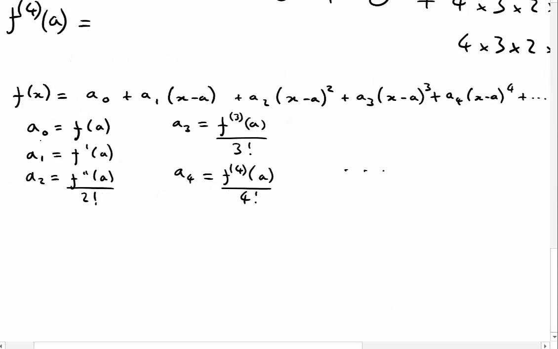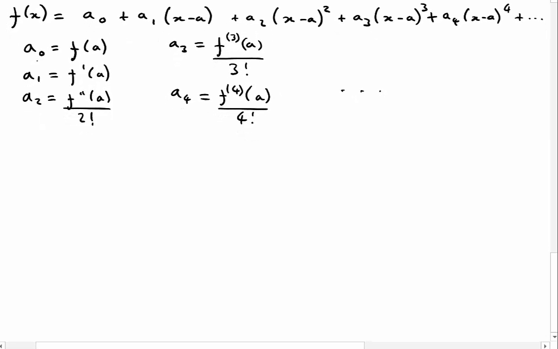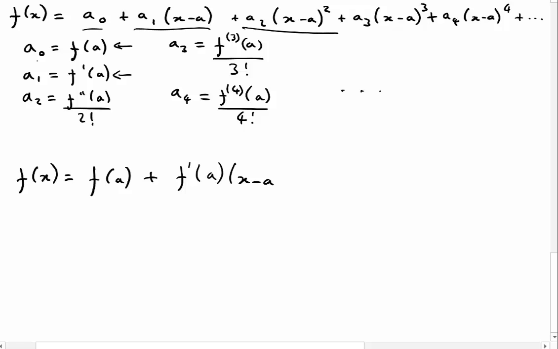Okay, so I've written down all the information that we've got now so that you can see it a little bit better, rather than jumping all over the place. So now it's just a case of substituting back in. Let's start again. So f of x is equal to a0, which remember was f of a, plus a1, which was f dash a times by (x minus a). So that bit's done. Now we consider this bit: plus a2, which was f double dash a over 2 factorial, times by (x minus a) all squared.